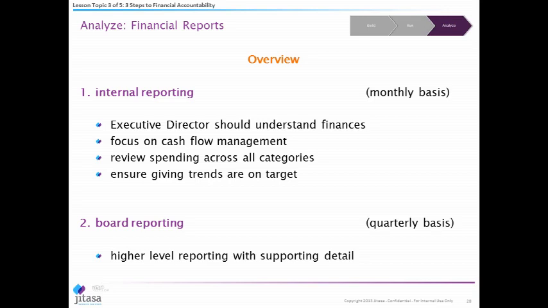You also want to review spending across categories. This is one of those things where, for example, how much are you spending on program versus administrative? Or are you spending too much to fundraise, and the fundraising expenses are in excess and you're not receiving as much money for that fundraising venture? So always review spending across categories.